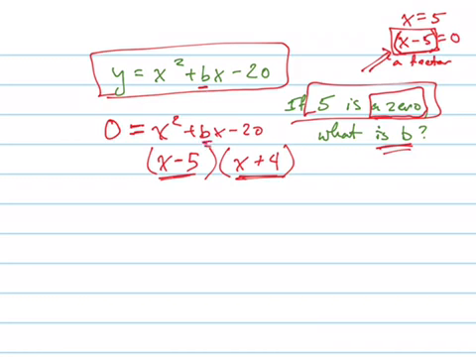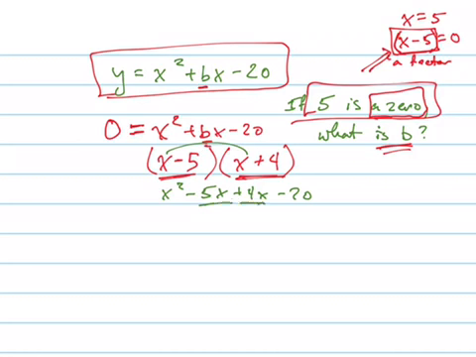Then what was b at the beginning? I was just stuck there. What should I do now? Foil it back out. Exactly. Let's foil it back out. X squared minus 5x plus 4x minus 20.